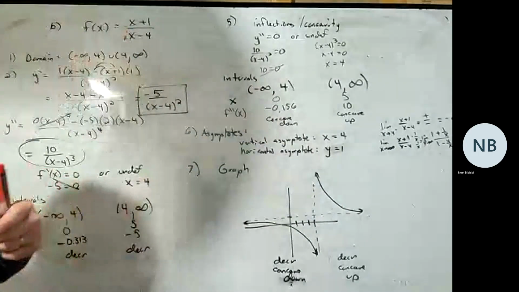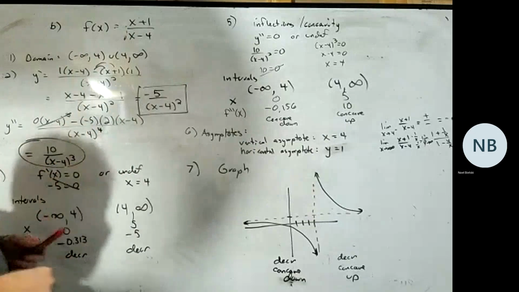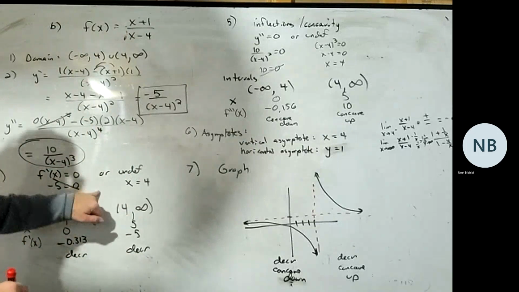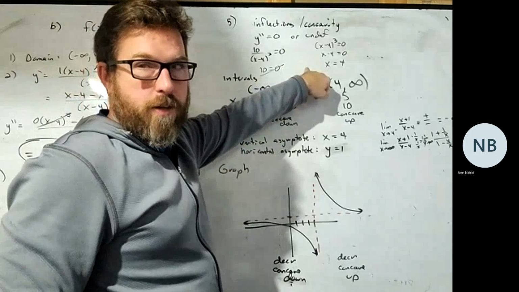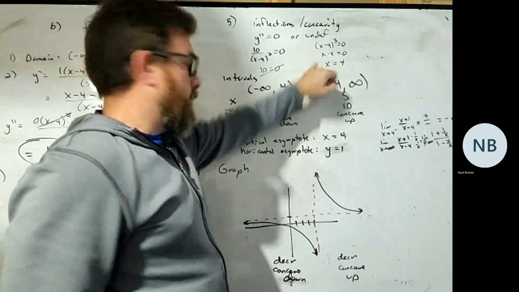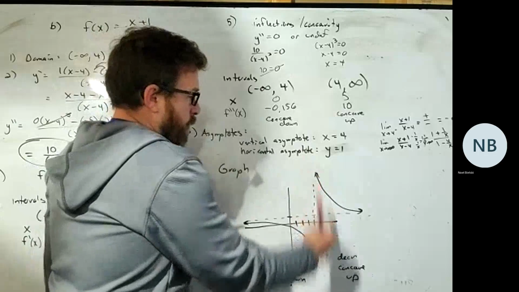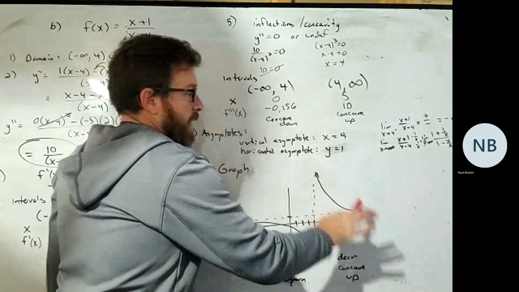What's interesting about this rational one is there were no critical points. There are just asymptotes. Same thing here. No inflection points, just asymptotes. This doesn't have an inflection point, but the asymptote was the spot where it changed its concavity.